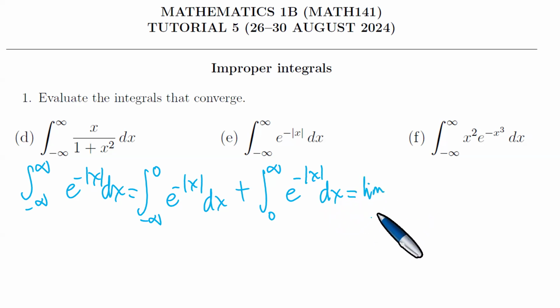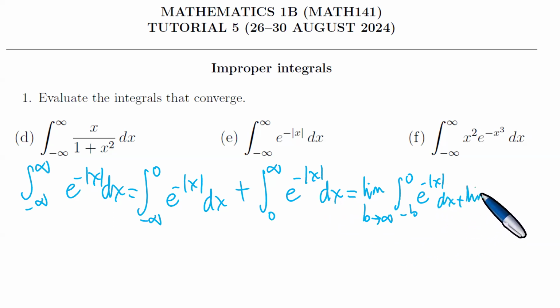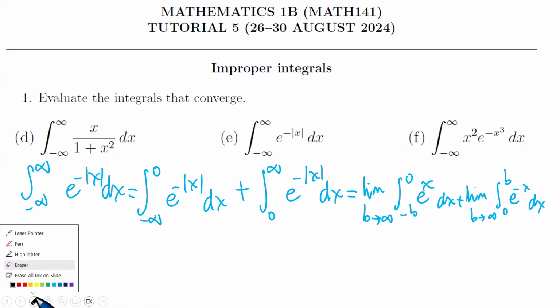Then you can write it as the limit as b approaches infinity, meaning you have minus b to 0 of e to the minus absolute value of x dx, and then you have the limit, which is 0 to b. But simultaneously, at the point that you have minus infinity to 0, you realize that the negative negative is going to make this a plus, so that this one is just going to be e to the power x. And this one is going to be negative x.